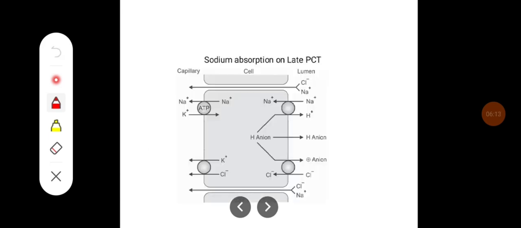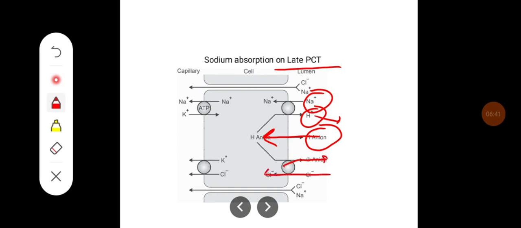So this is a diagram showing the sodium reabsorption in the late PCT, where the sodium is mainly reabsorbed in exchange with hydrogen ion, and this hydrogen ion makes a complex with anion, and it is going to create a concentration gradient which can be easily recycled, and so this gets dissociated, and the anion is antiported with chloride ions, and thus the net effect will be absorption of the sodium with the chloride.